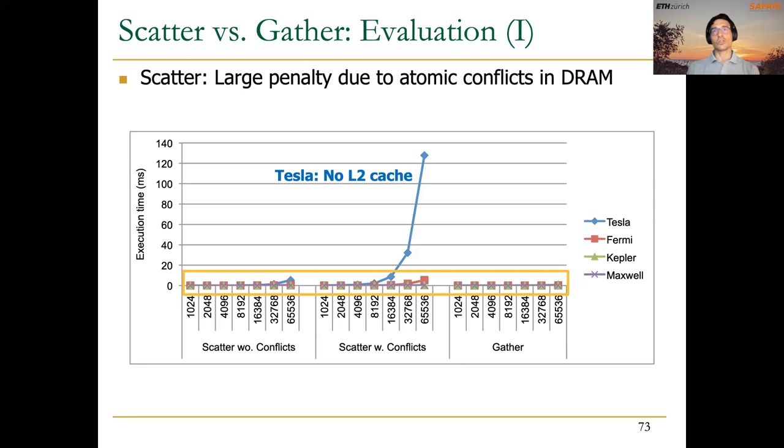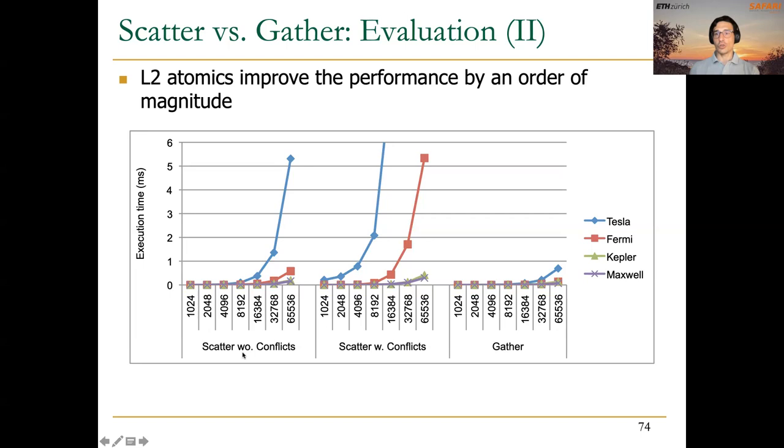But now we zoom in into this plot in order to check the results for the other architectures as well. We see that even in the case that there are no conflicts, because we have to go to the global memory very frequently, the latency or the execution time in Tesla is pretty high.